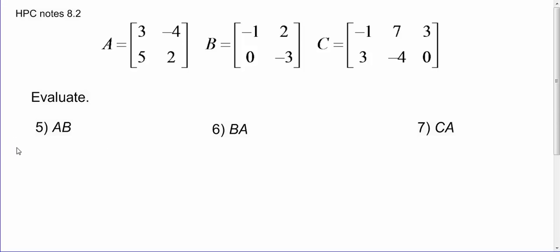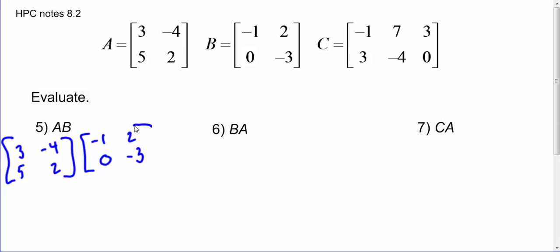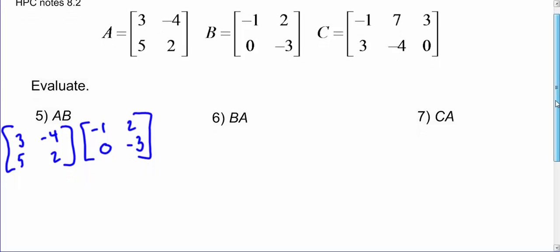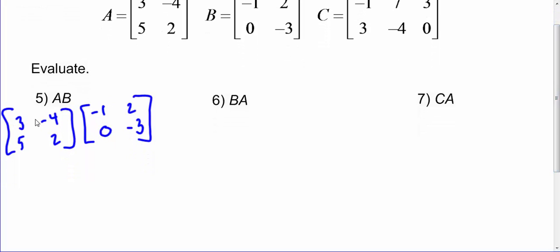First, we'll do A times B. I'm going to go ahead and rewrite these. I think that's a wise thing to do when they're not laid out for you. And we'll go through the steps that I showed you just a moment ago. We're going to do row 1 times column 1. So that's 3 times negative 1 plus negative 4 times 0. That's our first entry. Then we go 3 times 2.